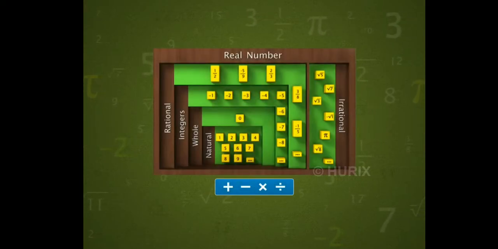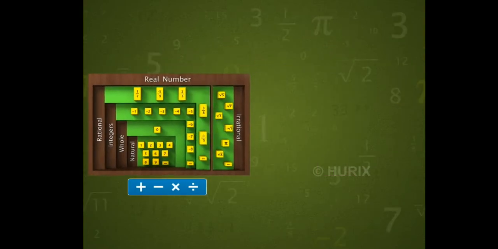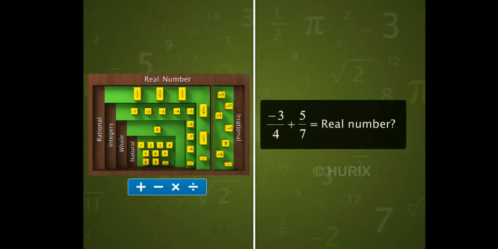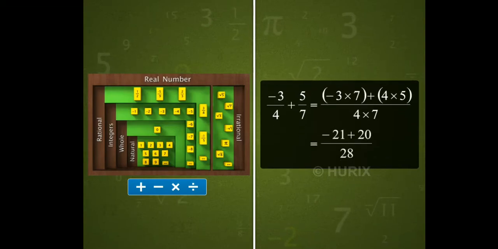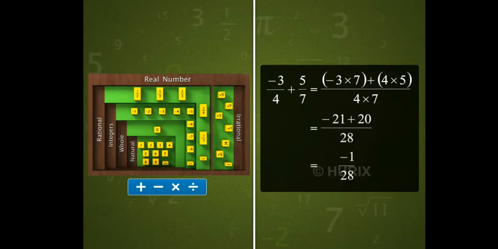Let us check if real numbers are closed for the operation of addition. Let's take two real numbers, say -3/4 and 5/7, and add them. What do you get? Yes, adding these two real numbers results in a real number.